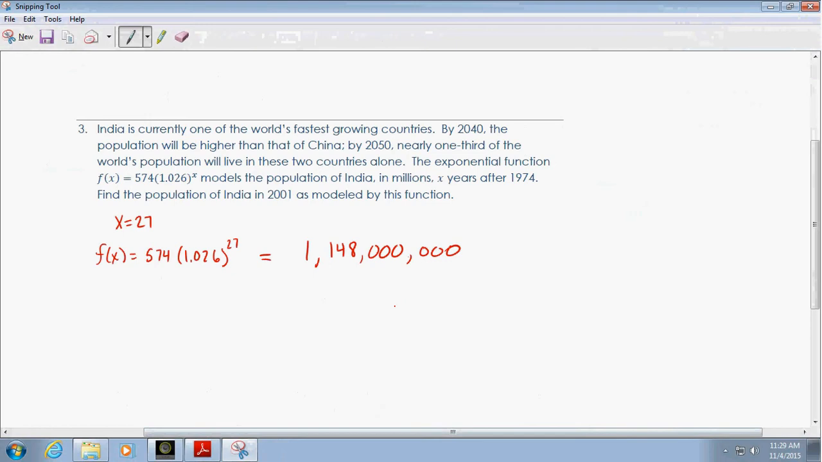That was 2001. What would it be in 2015? What would X be in 2015? 41? So change the 27. 41. 1.64 billion.